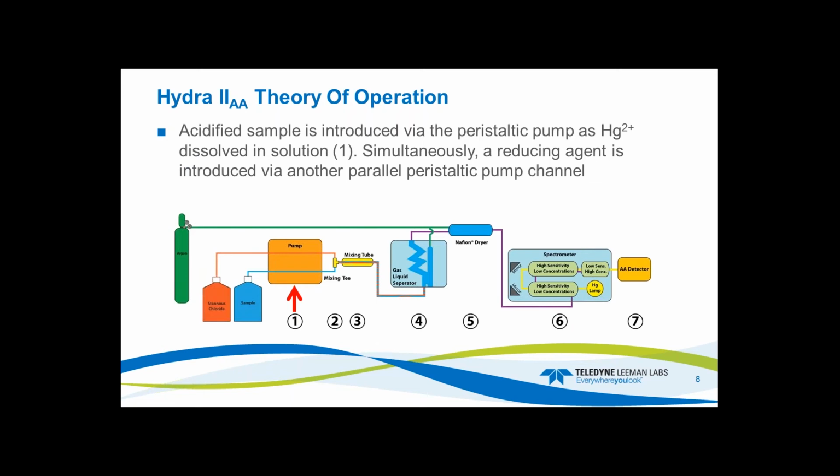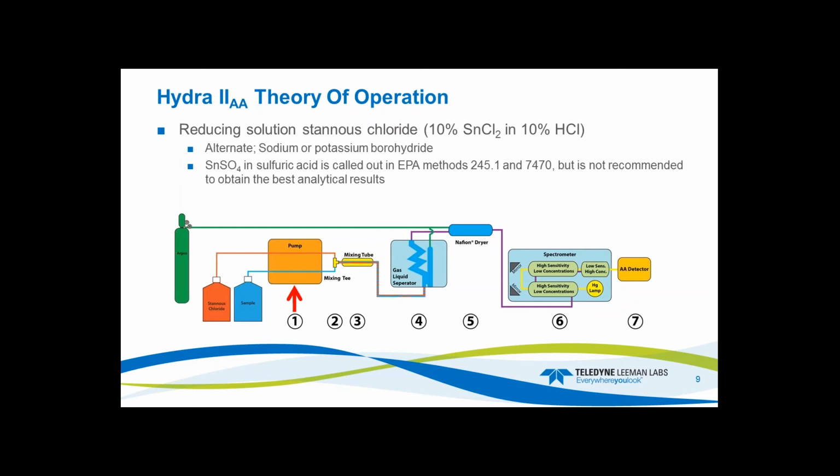Theory of operation. An acidified sample with mercury in the +2 state, so it's post-digest, is introduced by a peristaltic pump, and a reducing agent is introduced in parallel at the same time that the sample comes in. The reducing agent typically is 10% stannous chloride and 10% hydrochloric acid. As I said, alternately you can use sodium or potassium borohydride. In the old methods, 245.1 and 7470, they call out for stannous sulfate and sulfuric acid, and that's not recommended. It'll be cloudy white and a precipitate will form. So it's best to use the manufacturer's recommendation for the reducing agent. In our case, it's 10% stannous and 10% HCl.